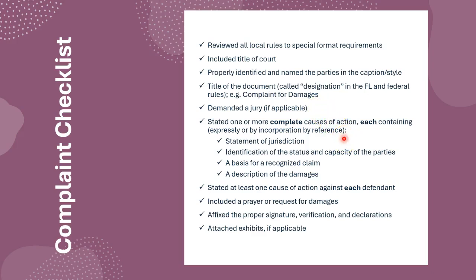Each cause of action would need to contain a statement of jurisdiction, identification of the status and capacity, and a basis for the claim, and description of the damages. You have to state at least one cause of action against each defendant, and you're going to include a prayer for relief, as I mentioned, and signatures, verification, declarations, etc., with exhibits attached. So a little checklist for you.